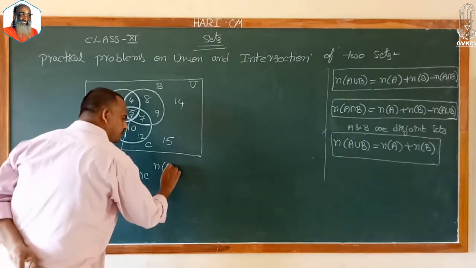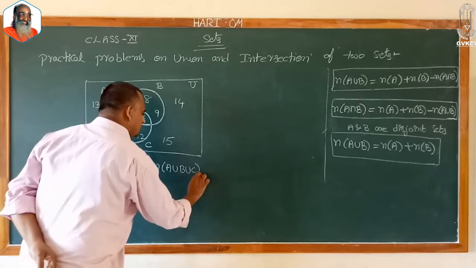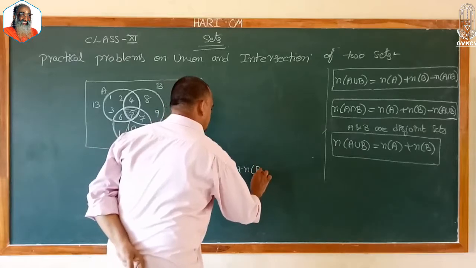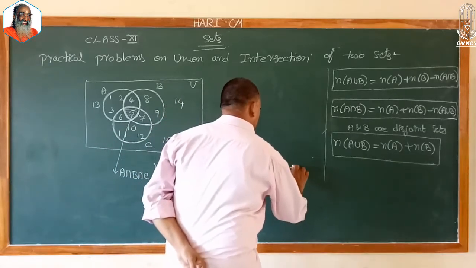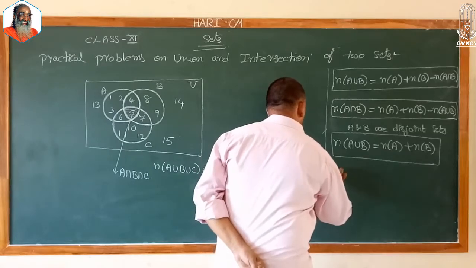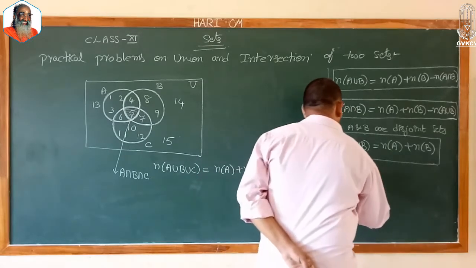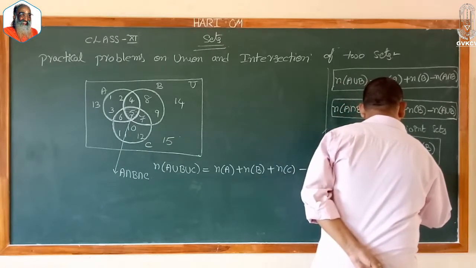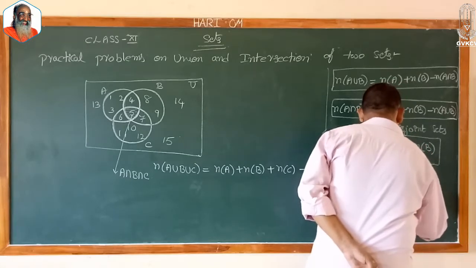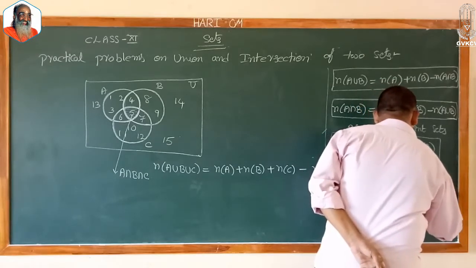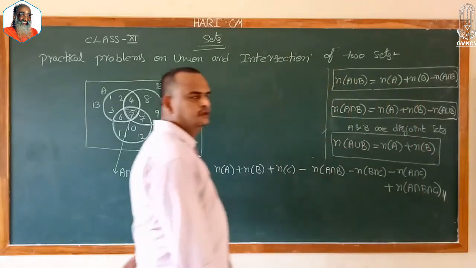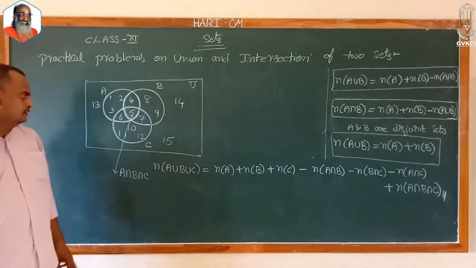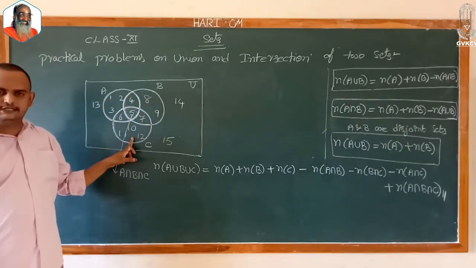Means N of A union B union C is equal to, the formula is N of A plus N of B plus N of C minus N of A intersection B minus N of B intersection C minus N of A intersection C plus N of A intersection B intersection C. This is the formula number 4 when we have three sets: set A, set B, set C.